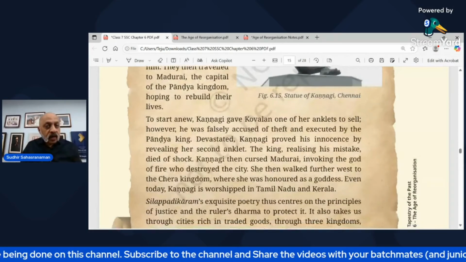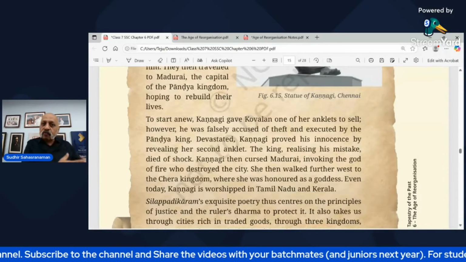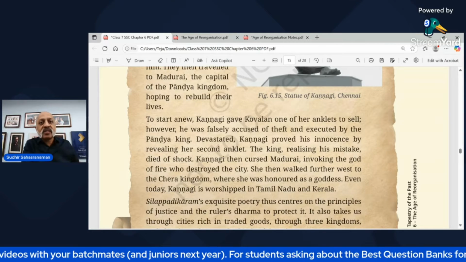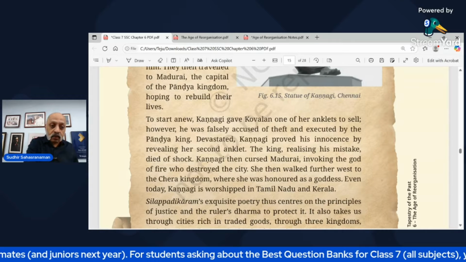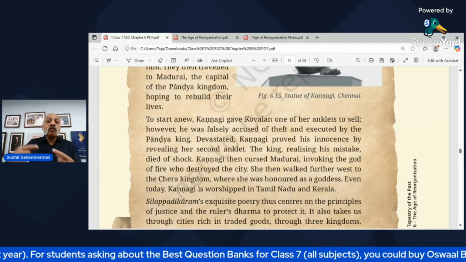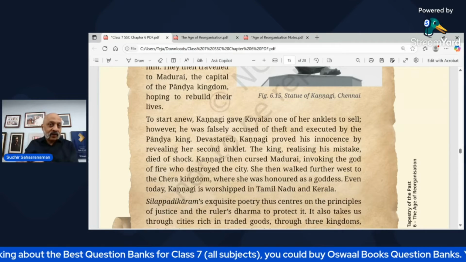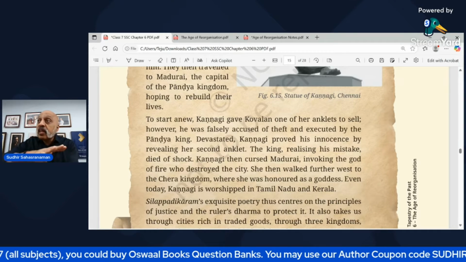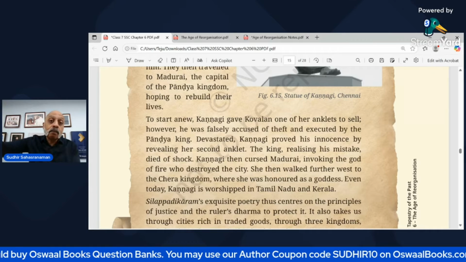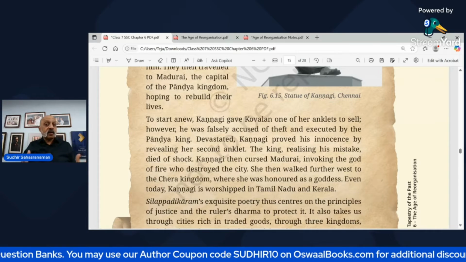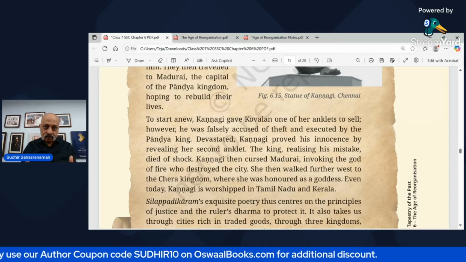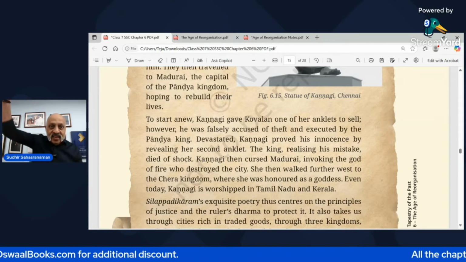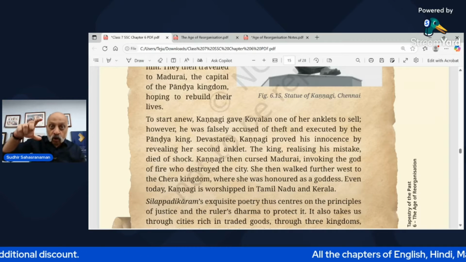Okay, I just now showed you the Pandyas ruled in the southern part of Tamil Nadu. Now Kannagi, what she did was she gave Kovalan one of her anklets, saying go and sell the anklet, and with the money we can actually start a fresh life, a new life here in Madurai. But there, when he went to sell it, he was accused of having stolen the anklet.